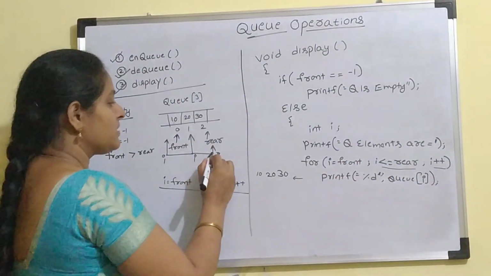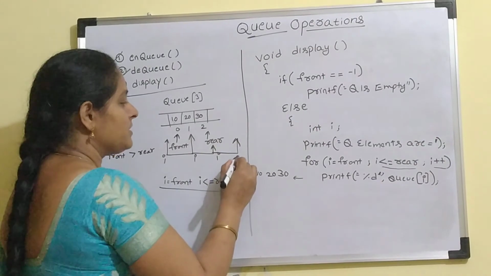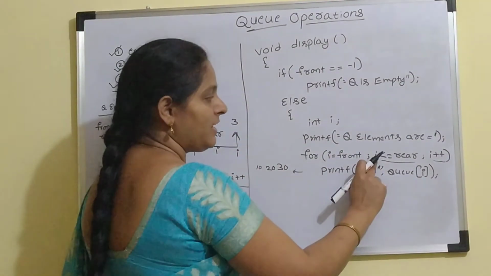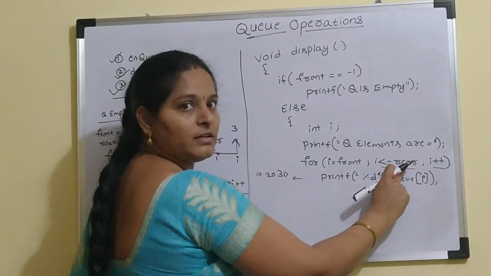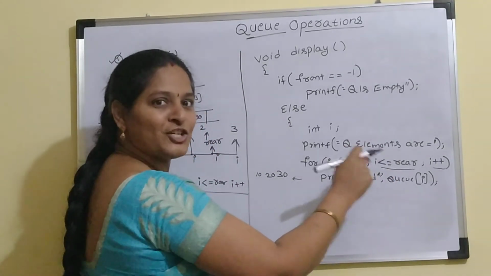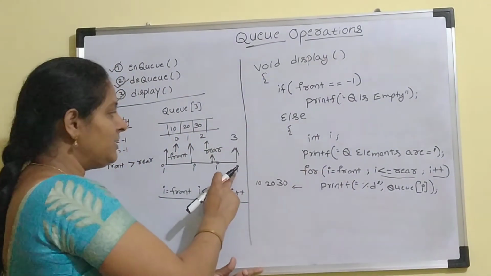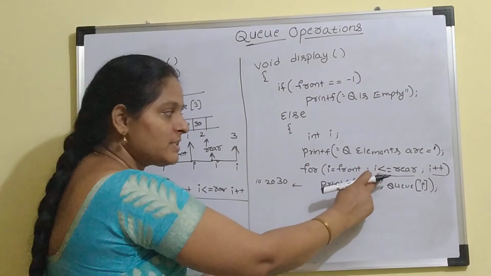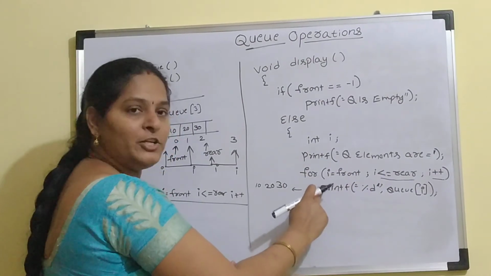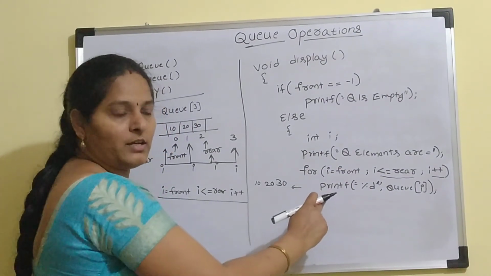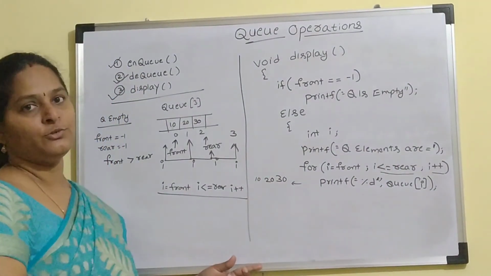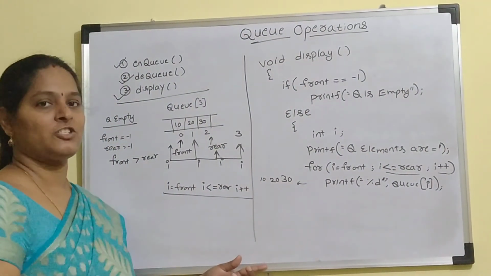Now I becomes 3. Now check the condition: I less than or equal to rear. At this moment, this condition failed. The I value is 3, the rear value is 2, so this condition failed. If this condition failed, we will not enter into this for loop. If this condition failed, it means there are no more elements in the queue. We have reached the rear position.